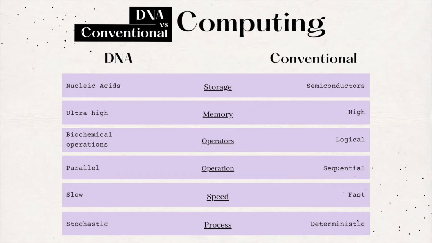Conventional computers are deterministic, which means when given a certain input, we know that we would get the exact same output every time. But DNA computers are stochastic, that is, the output varies even if the same input is given each time. There is some randomness in a stochastic process.